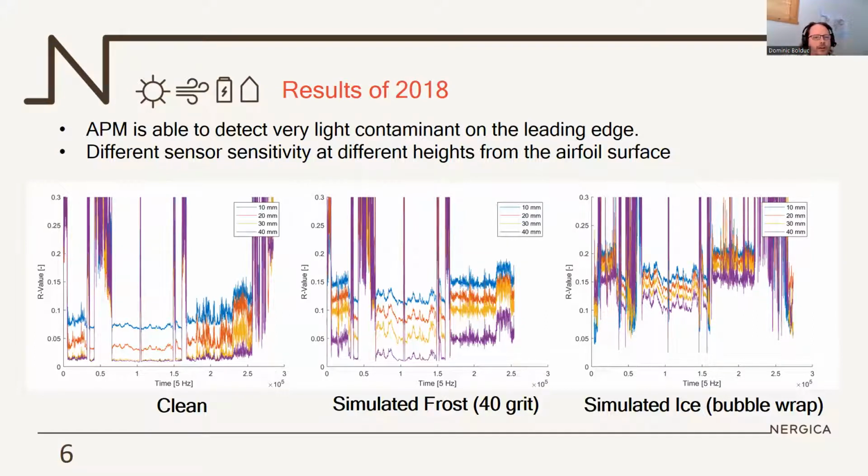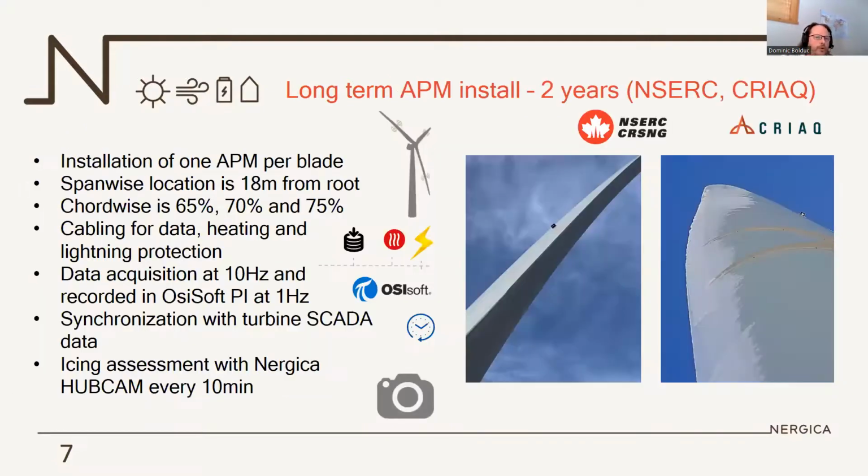So what we've seen from this project is that the device is easily able to detect very light contamination on the leading edge. On the clean blade, we see the R value going very low, below 0.1. After that, with simulated thrust for 40 grit, we see the signal from every level of the sensor going higher, and a lot higher for bubble wrap. So we see different sensitivity at the different heights of the pressure sensor, and that's what led us to go for a longer-term install.